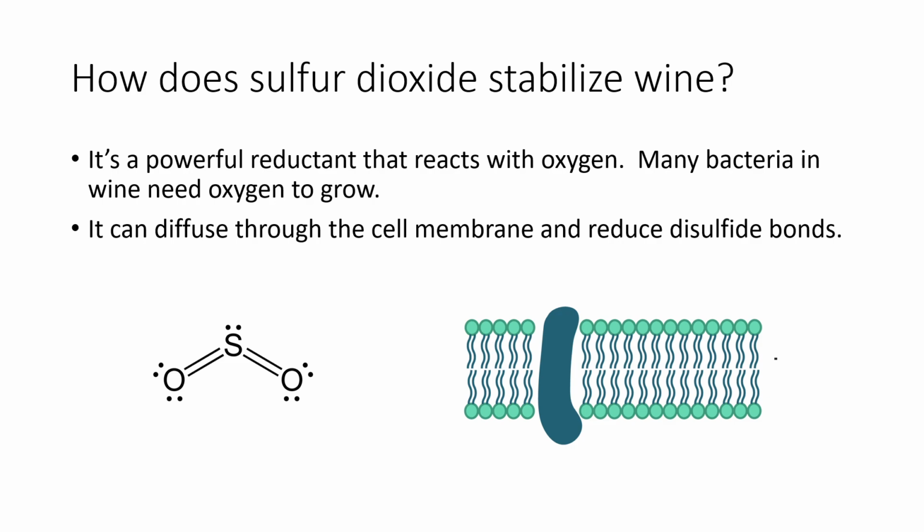And so many of the bacteria that we worry about in wine, or don't want to grow in wine, need oxygen to grow. So you're going to slow them down by doing that. It also can diffuse through the cell membrane and reduce disulfide bonds. Okay, so it's going to affect our proteins. I'm going to talk about disulfide bonds in a second. But what I want to talk about first is that it diffuses through the cell membrane.